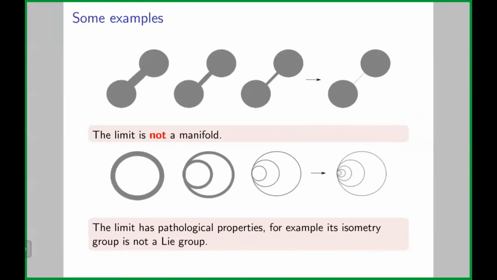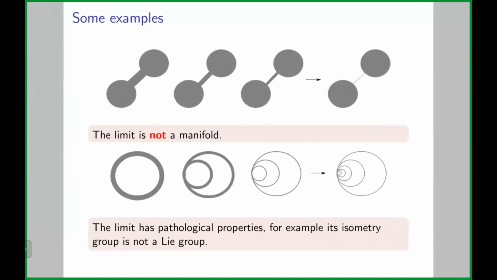Another thing that could happen: say you have this sequence, you have a ring with some thickness, and at each step, you make it thinner, and then you glue another ring at a point, just like in the picture, and you repeat this process. You make it thinner, and then you glue another circle. So in the end, you end up with the Hawaiian earring. And the thing is that this limit has very pathological properties. For example, here I put that the isometry group is not a Lie group, but in terms of universal covers, there can also be strange things happening with this space, which will appear later again.